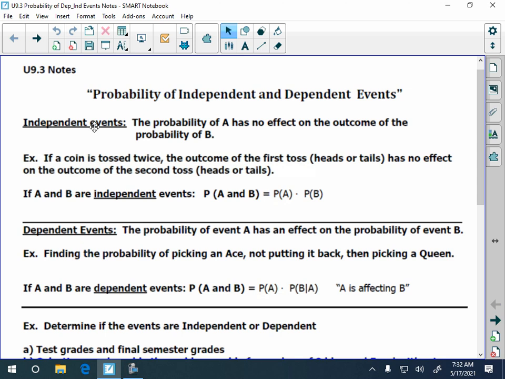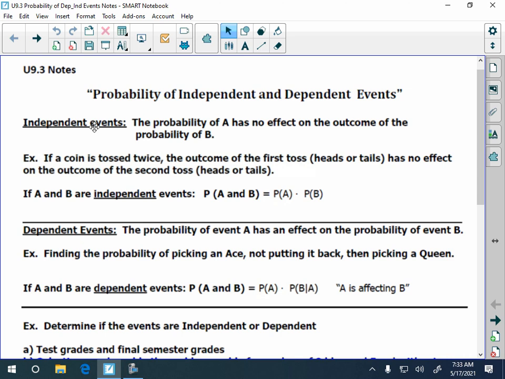All right, so then dependent events: the probability of event A has an effect on the probability of event B. Whatever happens on the first probability is going to affect the probability of the second one. For example, finding the probability of picking an ace from a deck of 52 cards, and then not putting that ace back in the deck, and then picking a queen. By not putting that card back in the deck, it's going to affect what the new probability of picking a queen is going to be.